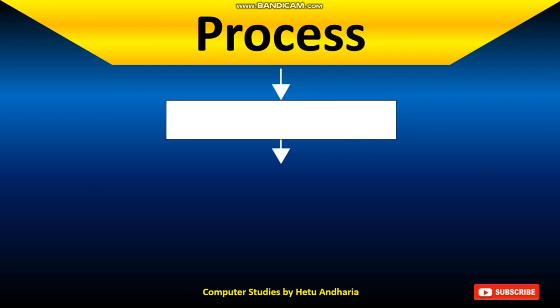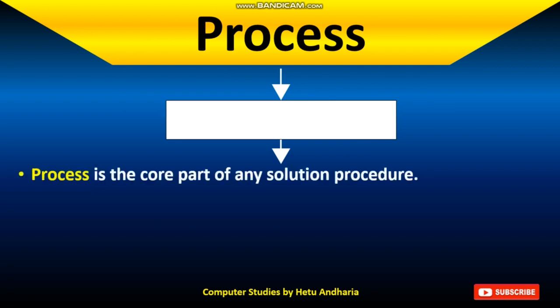Then comes the process. Process is the core part of any solution procedure. Take any example, you have to do the process. For doing any type of process, for example, after taking the input, the next step is to process. For example, you want to prepare a program to calculate the simple interest. Then you have to take the input P, R and N, all three, and then type that SI is equal to PRN upon 100. Then SI is equal to PRN upon 100 is a process.